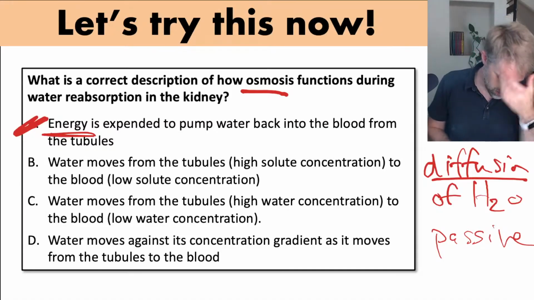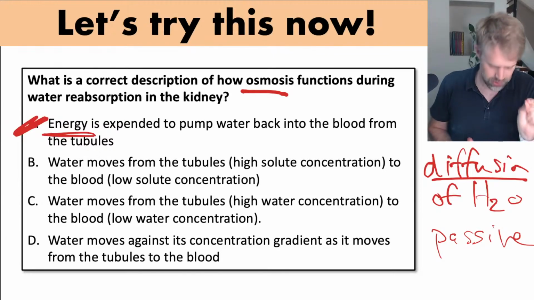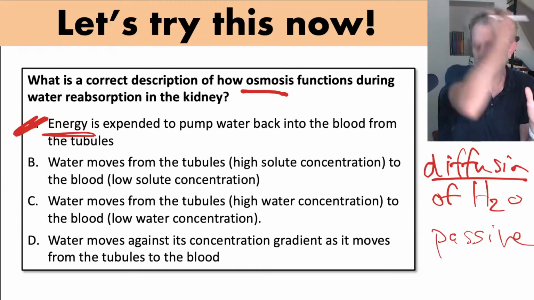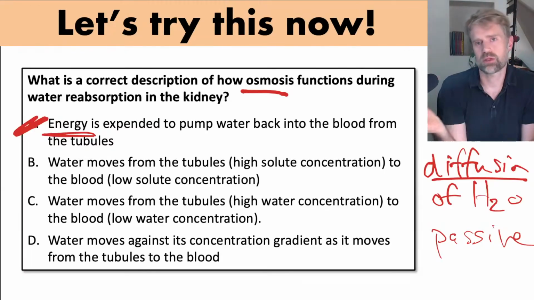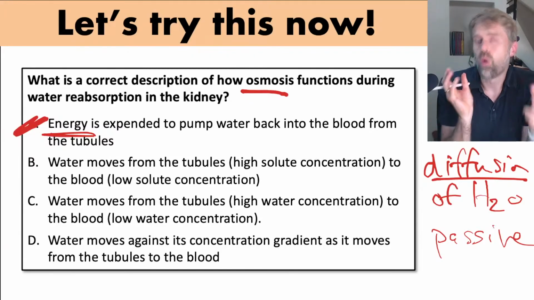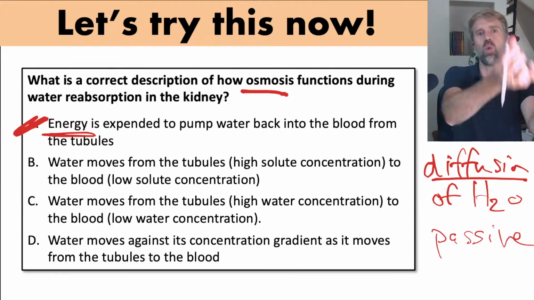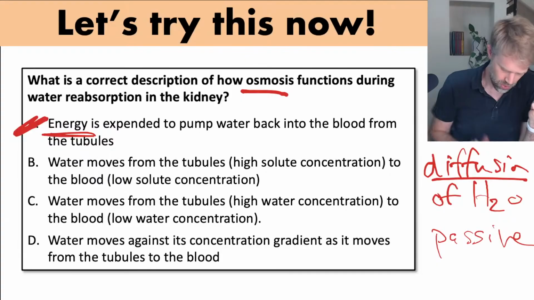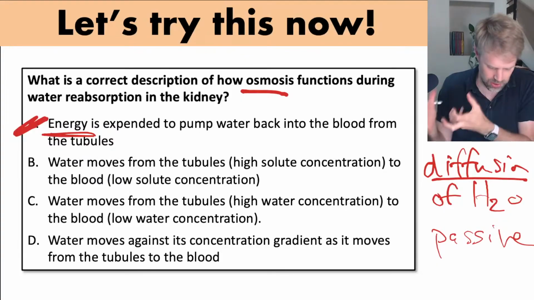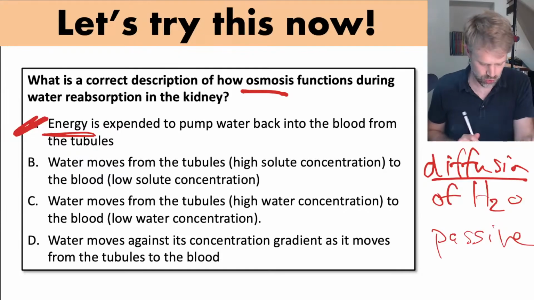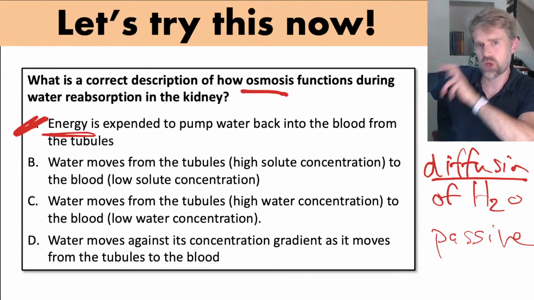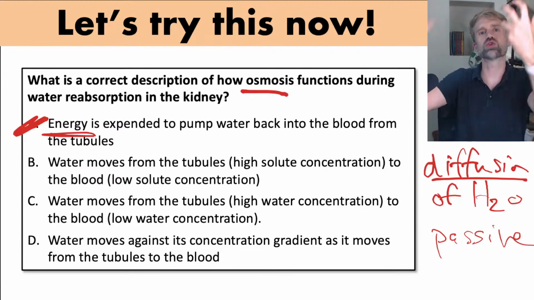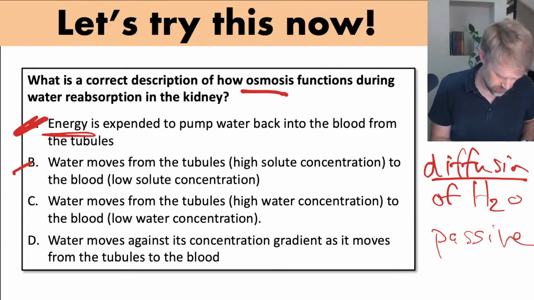B, water moves from the tubules, high solute concentration, to the blood, low solute concentration. Now, this is one of the ways that TEAS is tricky here. You've got to remember, are you talking about solute or are you just talking about solvent? If we're talking about solute, water is pulled towards a higher solute concentration. So water, if it's osmosis, is not going to move from a high solute concentration to a low solute concentration. In osmosis, if we're thinking about it from the point of view of solute, water is pulled towards higher solute. So B is wrong.